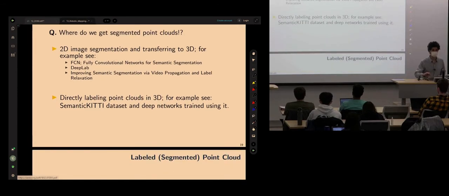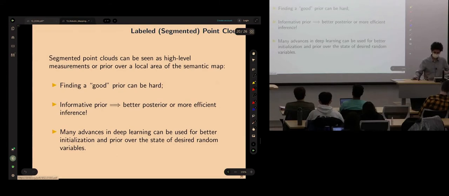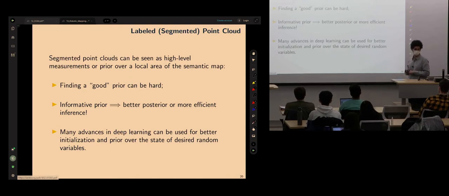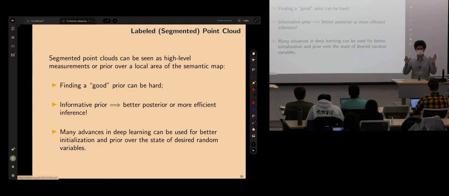So we can use 2D segmentation and 3D segmentation. You can think about all of these advances in 2D and 3D computer vision as a better way of getting measurements for your mapping algorithm. Each segmented point cloud is a snapshot, a scan of the semantic map that we want to construct.